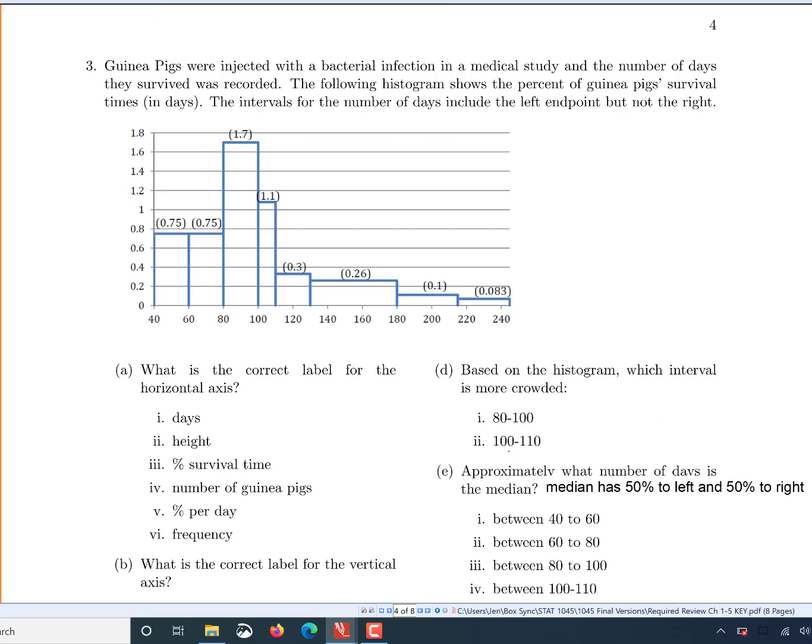Guinea pigs were injected with a bacterial infection in a medical study, and the number of days they survived were recorded. This histogram shows the percent of their survival times in days. The intervals for the number of days include the left endpoint, but not the right.